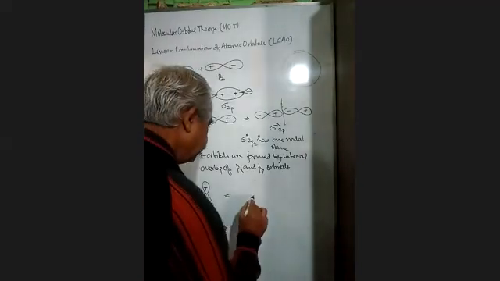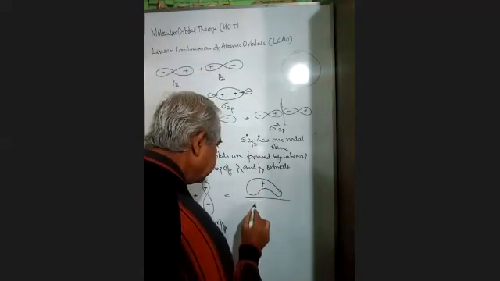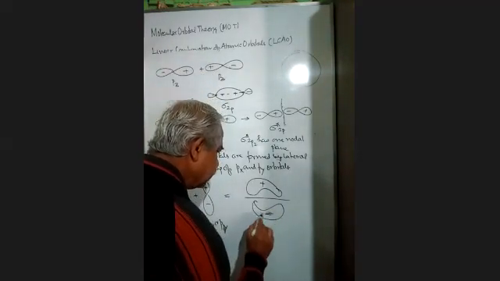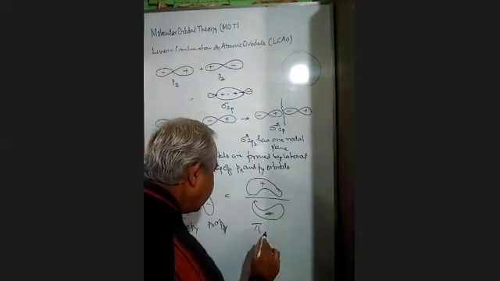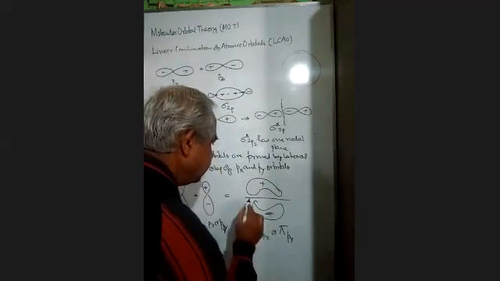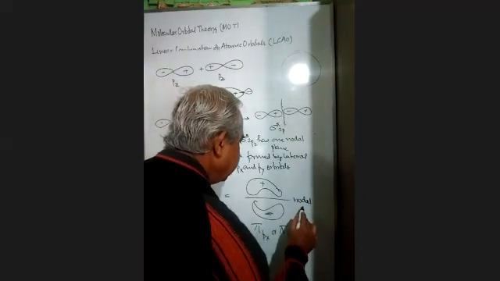So now what are you going to get? See here. This and this. Please do it a little nicely. So this is pi px or pi py. See there, this is the nodal plane. Sigma bonding did not have any nodal plane. Sigma star had one nodal plane. But in case of pi bonding, it has one nodal plane.